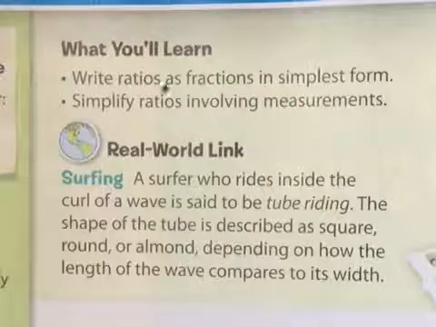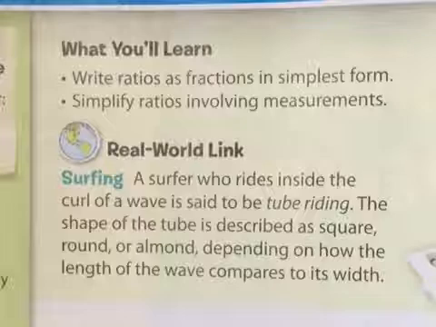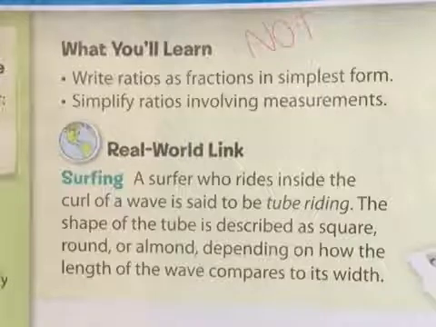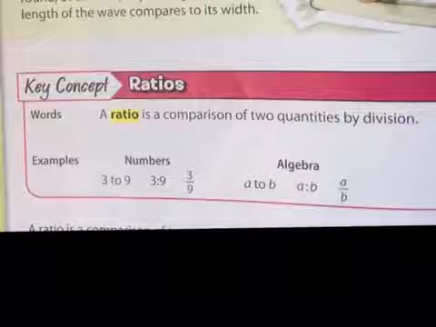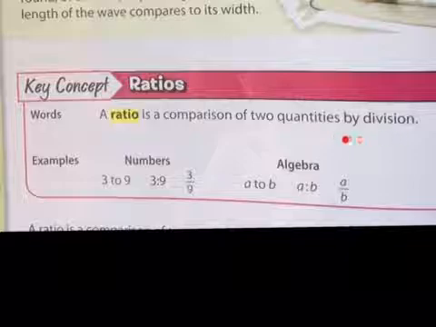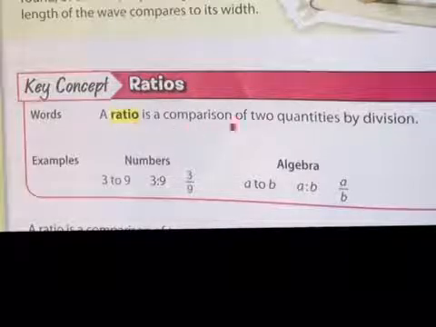Now, a ratio, boys and girls, looks like a fraction, but it is not a fraction, okay? Keep in mind, it is not a fraction. It's actually a comparison of two numbers. As you can see here, a ratio is a comparison of two quantities, two numbers, by division. That's why it looks like a fraction.